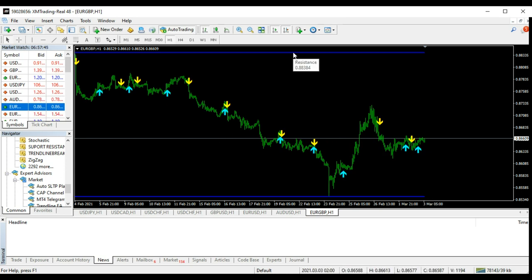Now, this is the support resistance line that I told you, it is the two blue lines. And these are the arrows. Okay, if you look at the price, they are so cheap.